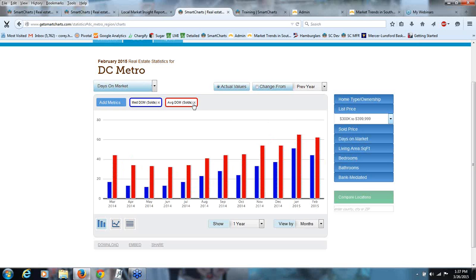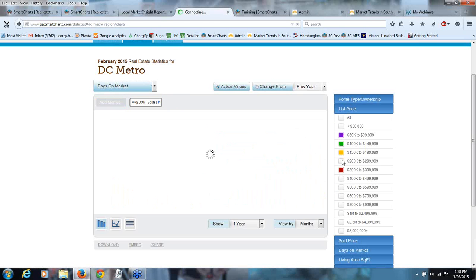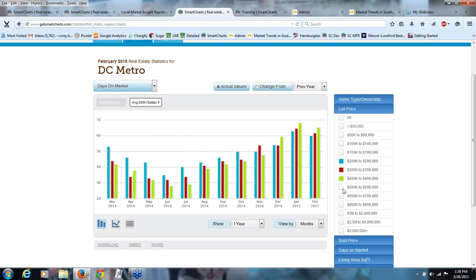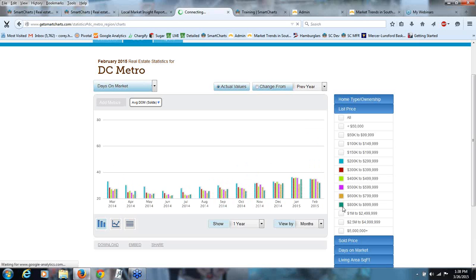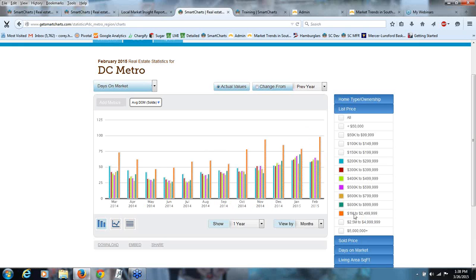As soon as I change this back to just look at one particular metric, so let's say I switch this back to average DOM, I can see that this has now become a pick list. So I have the option at this point to chart out what's the average days on market for multiple price ranges at the same time. I'm going to turn on a few; there's not any of these in the DC metro area. So here, it's pretty remarkable that homes in that 800 to 900K range in this area are selling just as quickly as homes in the 300 to 400K range.